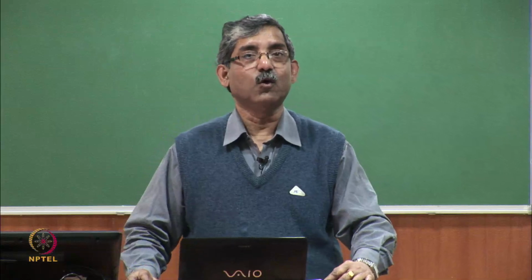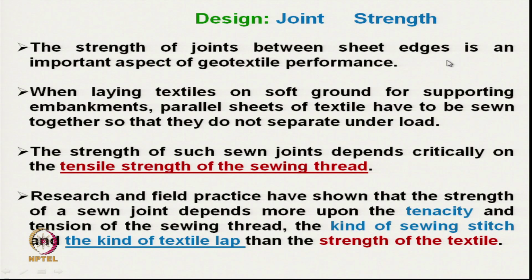That is, polypropylene is used for stabilization where the level of stress is low. The next design criterion is joint strength, like stitching in our apparel. We need to join the structure, join the geotextiles. So, here the joining is typically done by sewing, by stitching.